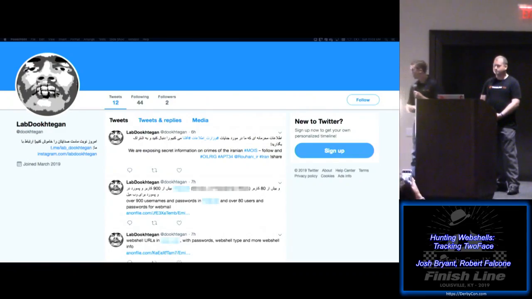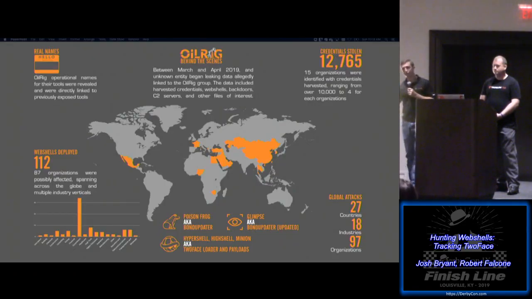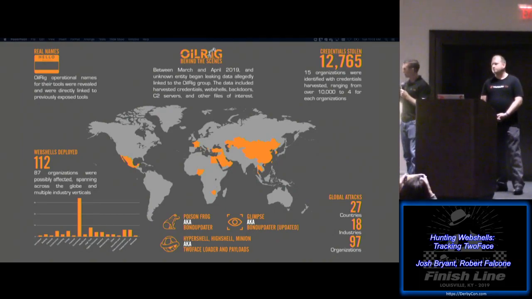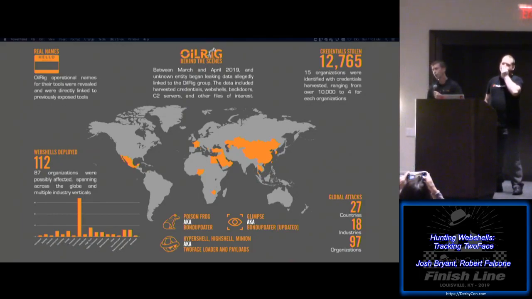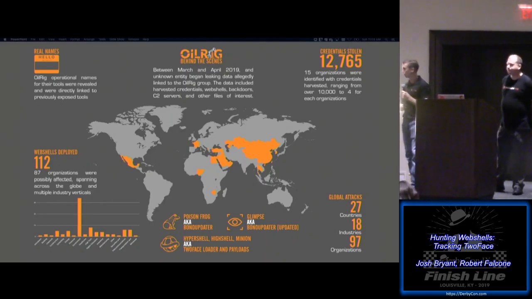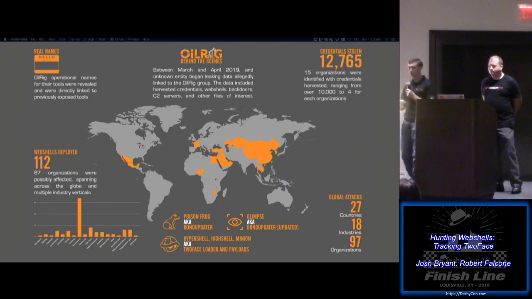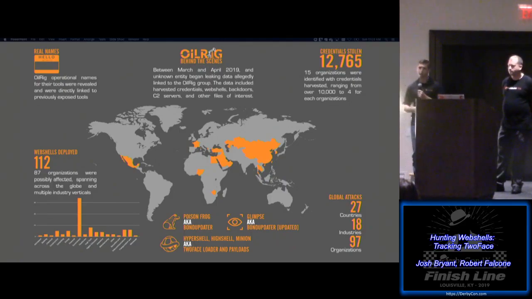Okay, and what we were able to get out of this is the expanse of the use of this TwoFace web shell. We counted 112 URLs that this was installed on, but that didn't include any of the URLs that we knew about from the impacted organizations that we were working with. So that number's a little higher. In this data dump, there were 87 different organizations that were impacted by this, in 27 different countries. This was a pretty big campaign using TwoFace.